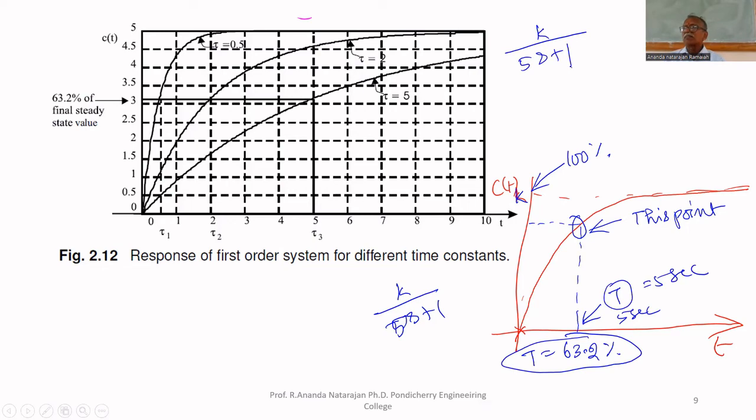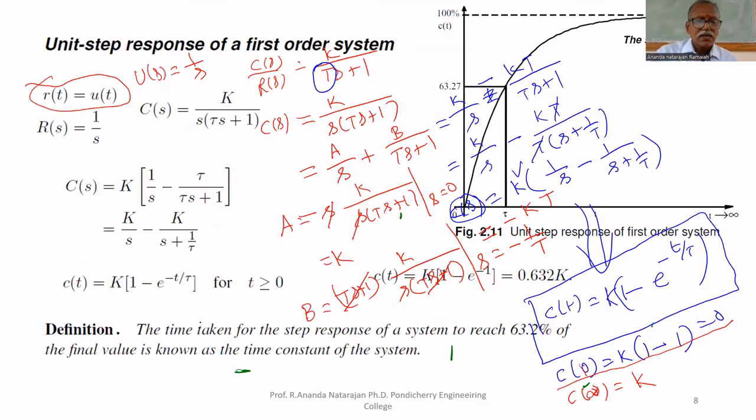So for different systems, the time constant will be different. What is the definition for the time constant? The time taken for the step response of a system to reach 63.2% of the final value is known as the time constant of the system.